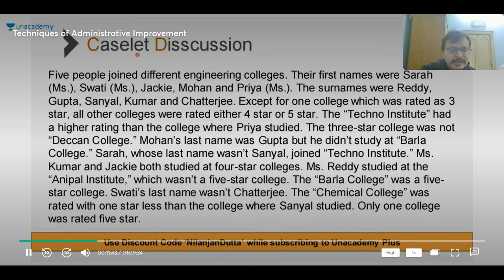The most important thing in a multi-parameter based LR is the structure of the table that you are forming, which includes the multiple parameters. And in the table, the most important thing is which parameter you are choosing as your column header. Can anybody tell me which of these parameters should be the column header? Name of the colleges, first name, surname, college rating, or the gender? Which of these five parameters should be selected as the column header while solving this set? Anybody?